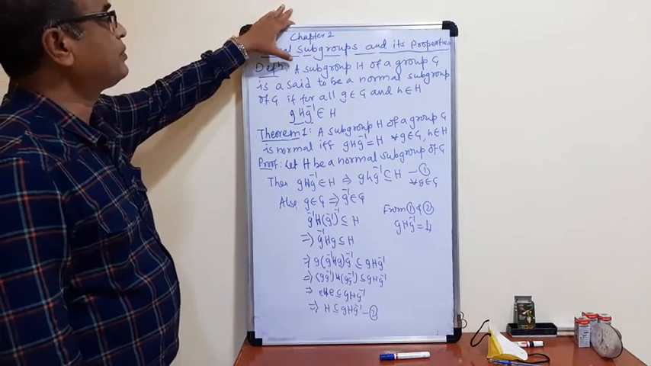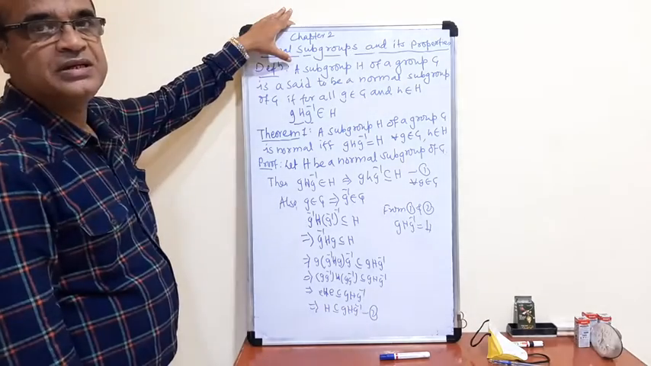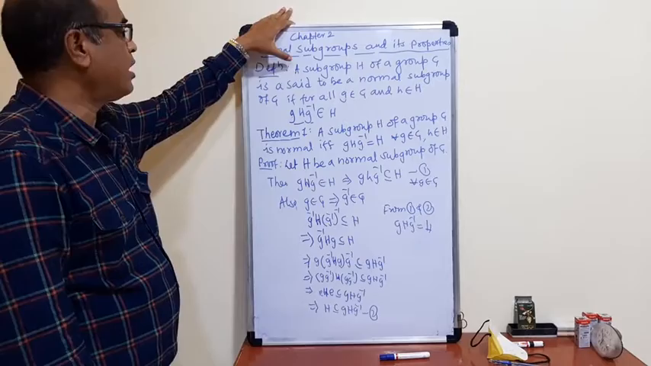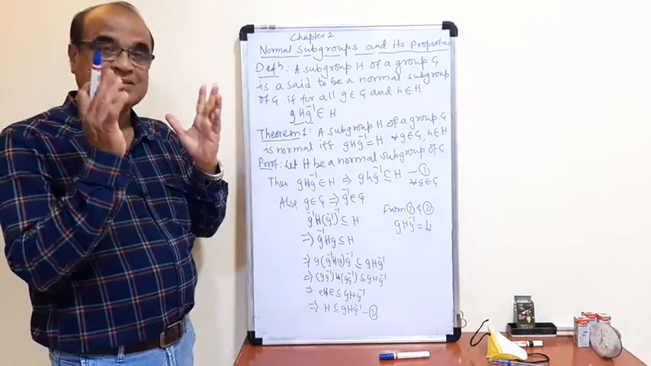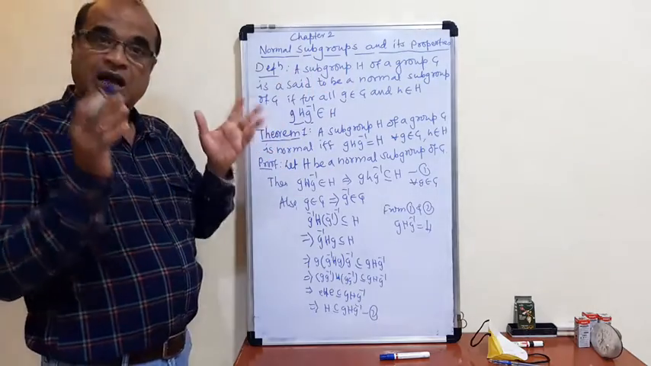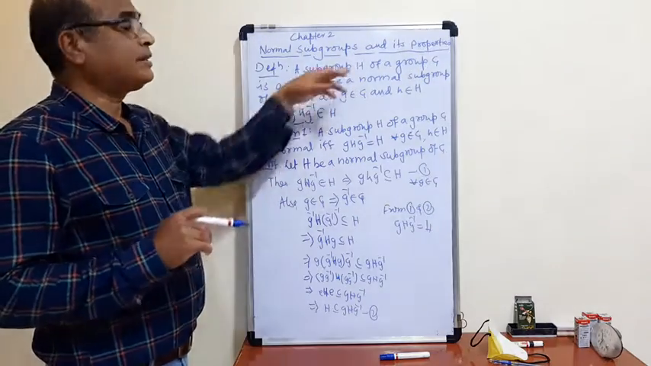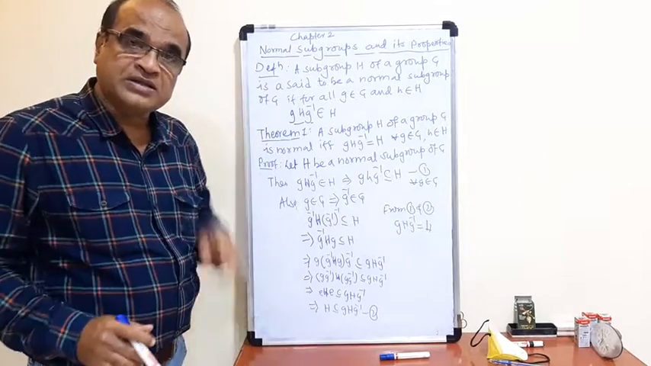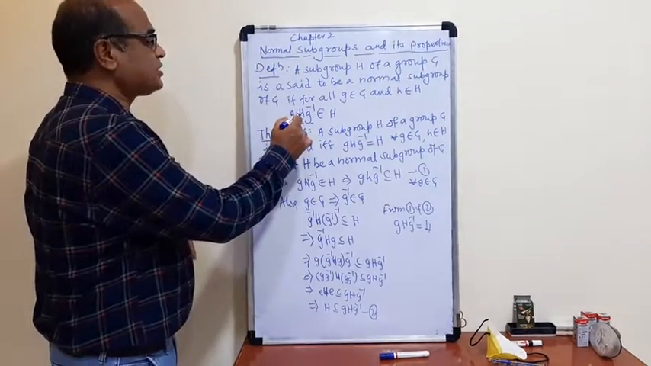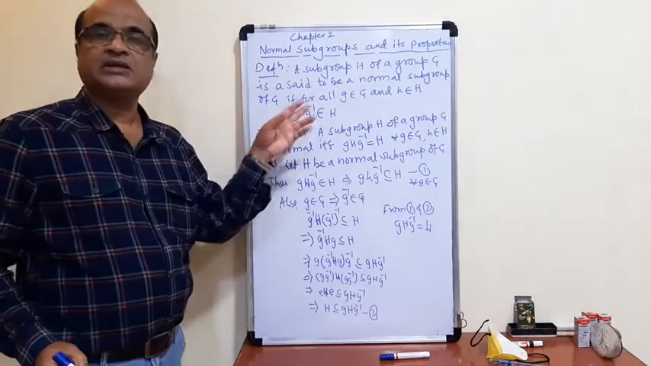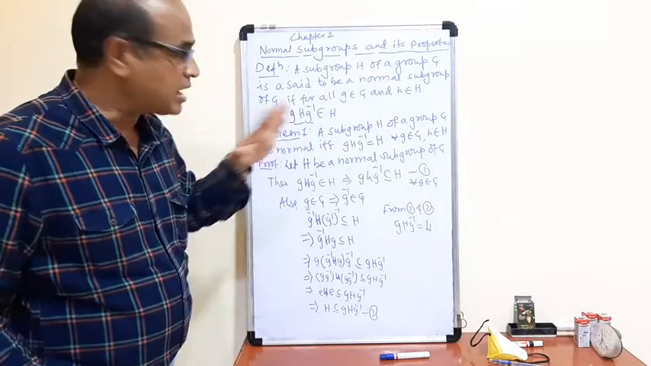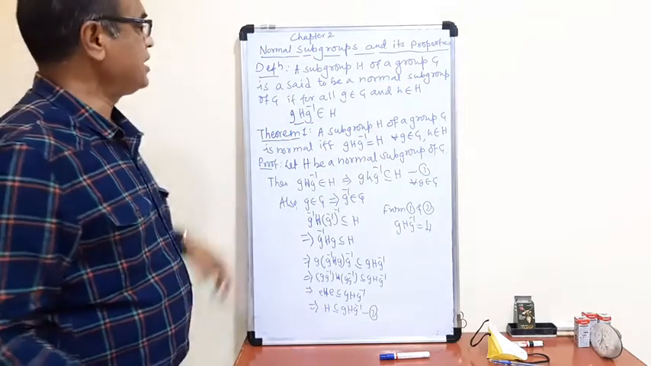A subgroup H of a group G is said to be a normal subgroup of G. So H is a set, a subset of G, and H is a subgroup. And then H is also said to be a normal subgroup of G if g inverse belongs to H here. Okay, so this is the definition.